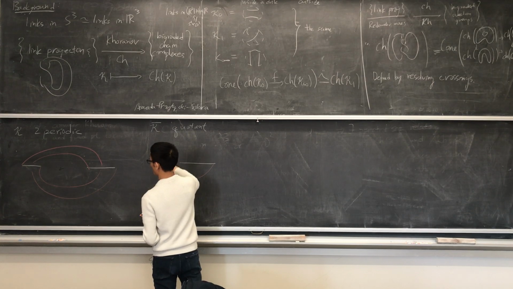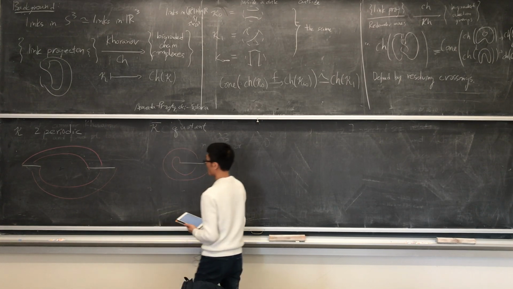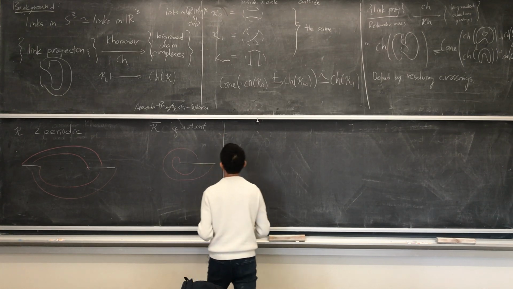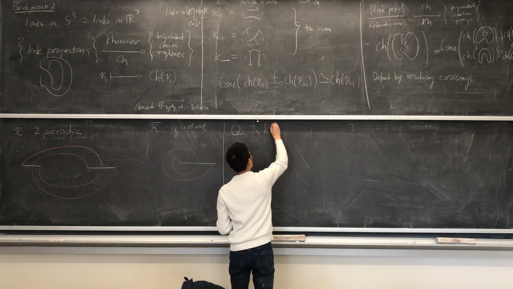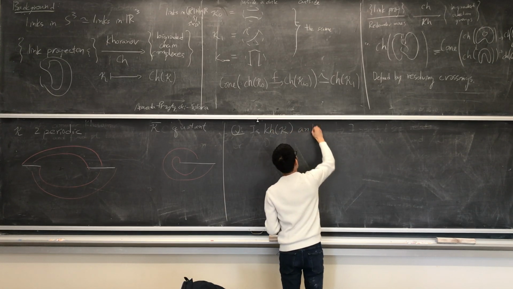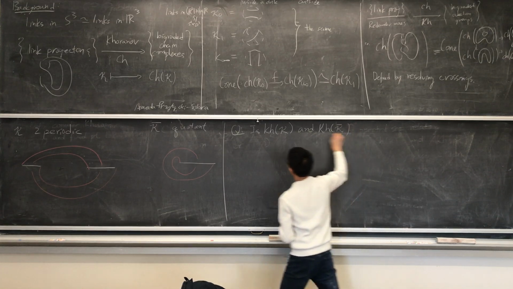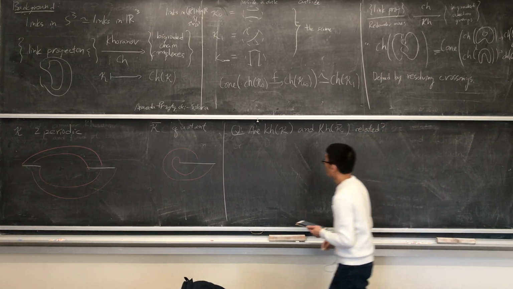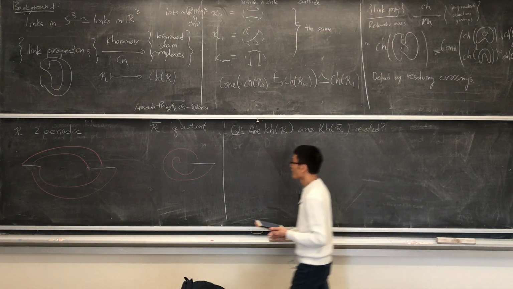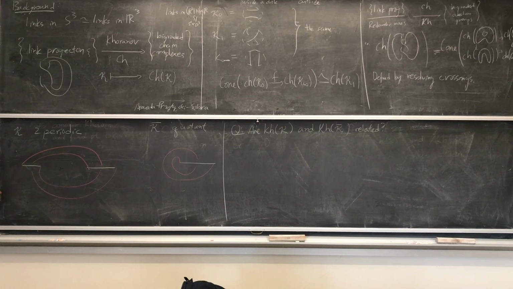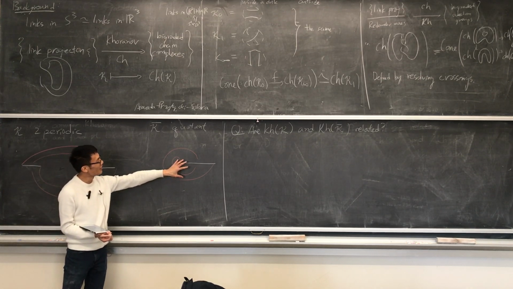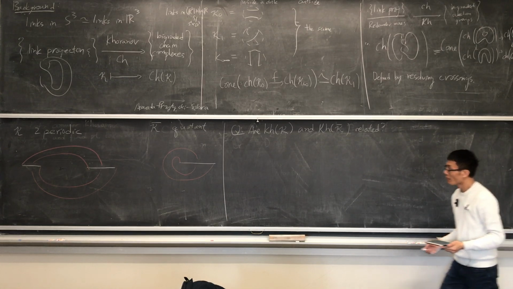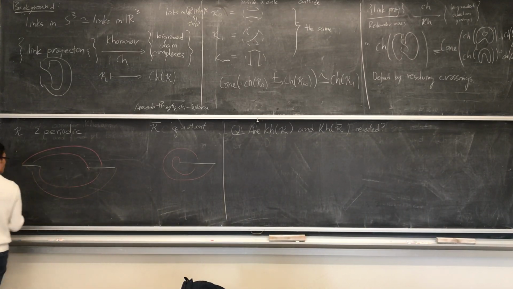So it looks something like this. And then a question is, the Khovanov homology of this link and the quotient, are they related? Does the quotient live in S3 as well? Yes, that's right. So for the ambient space, just try to remember, it's also in S3 as well.